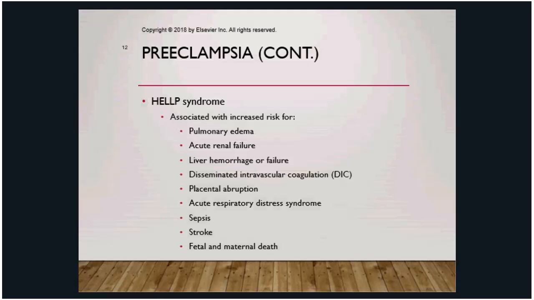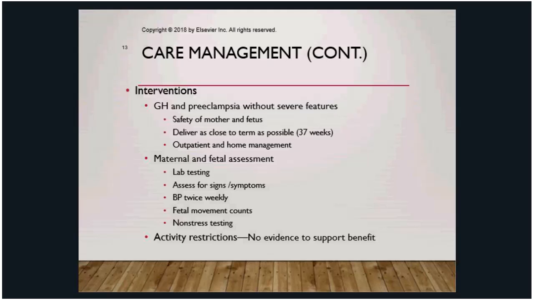HELLP syndrome. So when they're diagnosed with HELLP, they have an increased risk of pulmonary edema, acute renal failure, liver hemorrhage or failure, DIC, placental abruption, acute respiratory distress syndrome, sepsis, stroke, and fetal and maternal death. So it's very important to prevent that by keeping the blood pressure under control. Prevent that by looking for the signs in the blood work to start treatment if that is noticed. Interventions.